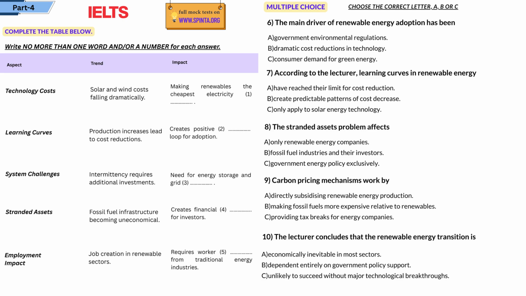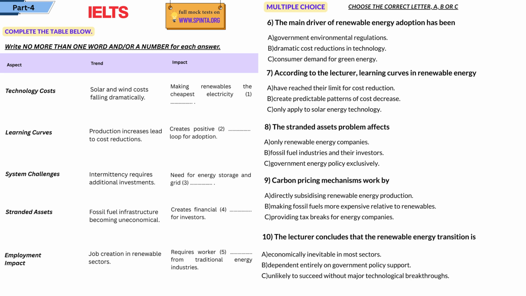The most dramatic change has been the plummeting cost of renewable technologies. Solar photovoltaic costs have fallen by over 90% since 2010, while wind energy costs have dropped by approximately 70%. This remarkable cost reduction, driven by technological improvements and economies of scale, has made renewables the cheapest source of electricity in many regions worldwide. Learning curves explain much of this cost reduction phenomenon.